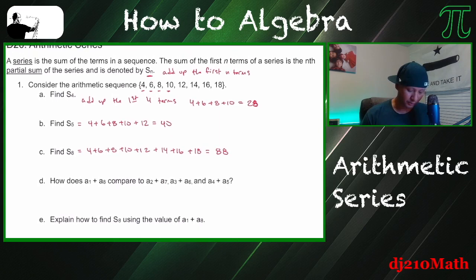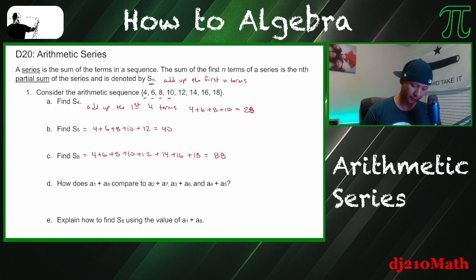I guess answering some of these concept type questions, right? So, how does A sub 1 plus A sub 8 compare to A sub 2 plus A sub 7, and A sub 3 plus A sub 6? Basically we're adding up A1 and A8, so that would be 22.